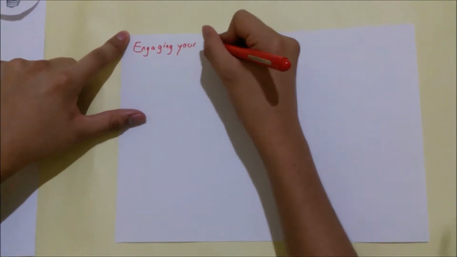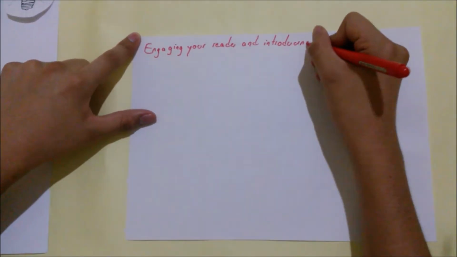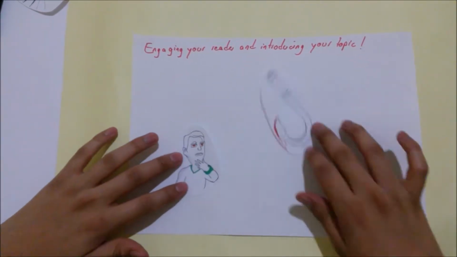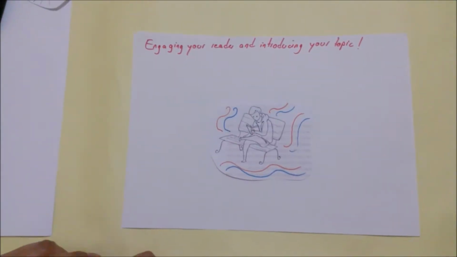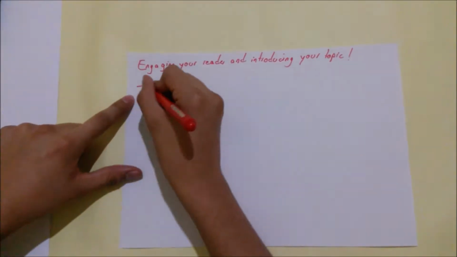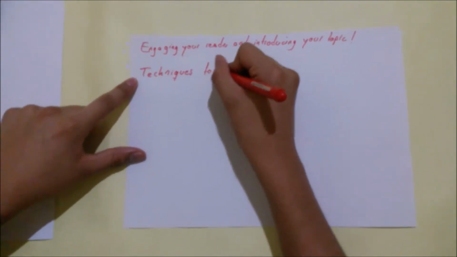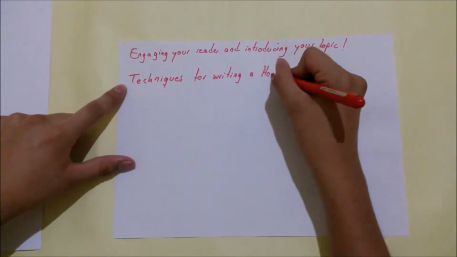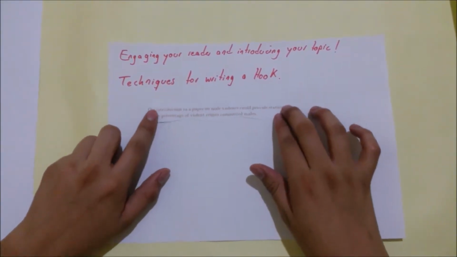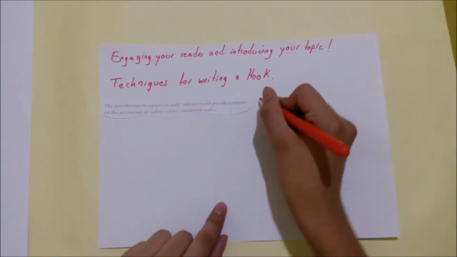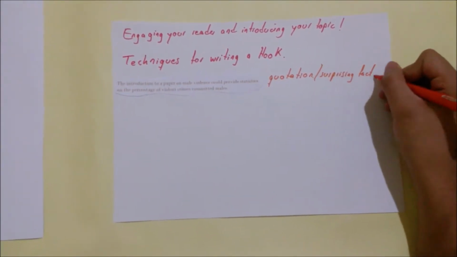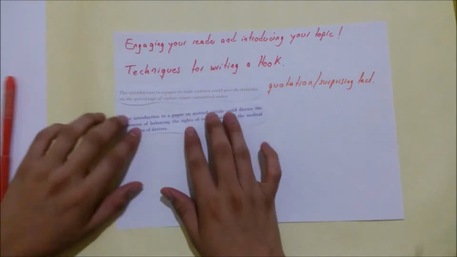Well, let's talk about the first part of our introduction, engaging your reader and introducing your topic. We can consider this part as our hook because we are going to catch the reader's attention. And to get this, we need to give enough background information so a new reader can understand it. Also, there are some techniques for writing a hook. For example, use a quotation, a surprising fact, or a statistic that relates to the focus of our topic.